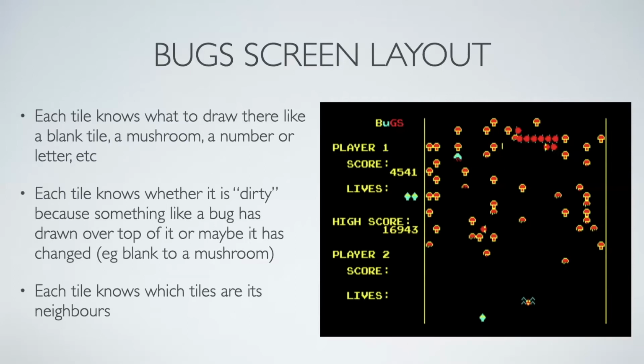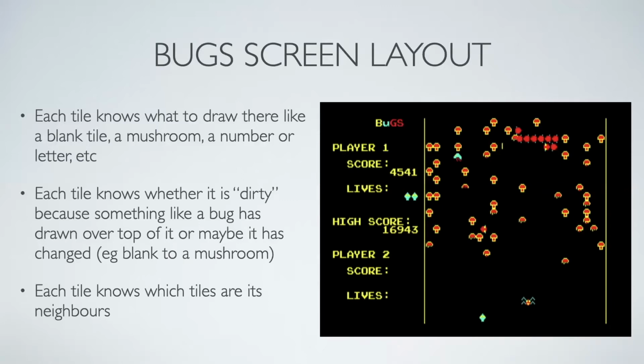Each tile has some information that it tracks. It knows what sprite to draw inside of itself. A tile can be blank, can have a mushroom in it, a letter or a number, etc. The bugs and the player are not in tiles. They're drawn on top of tiles. When that happens, though, the tiles they overlap with are marked as dirty. That means the tile needs to be redrawn on the next frame.